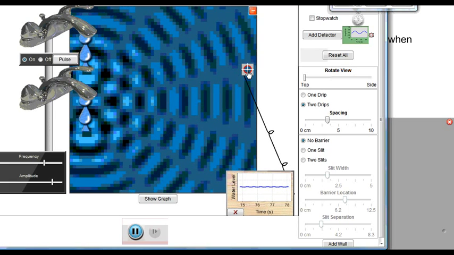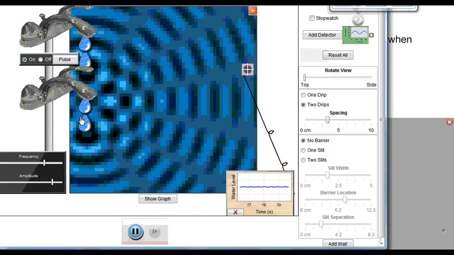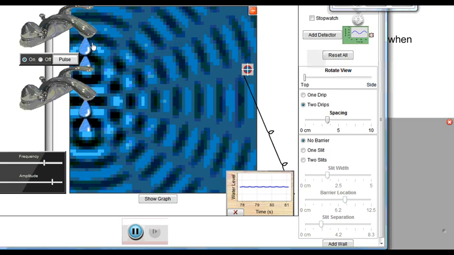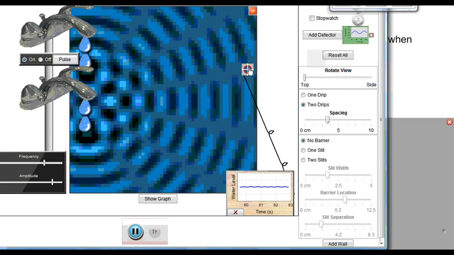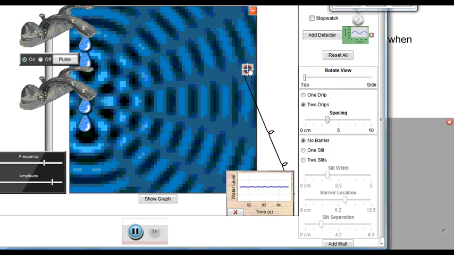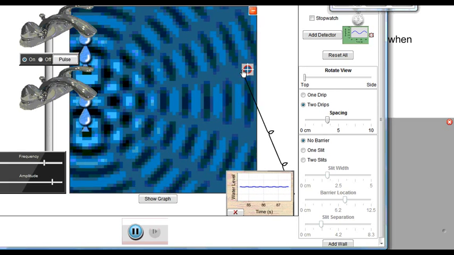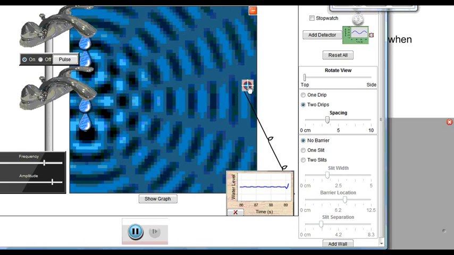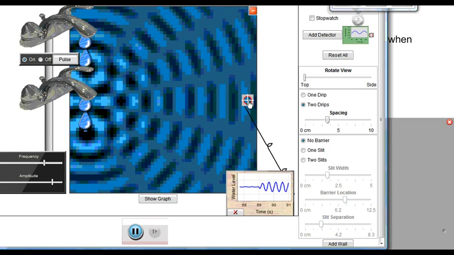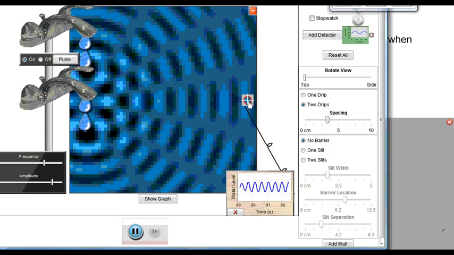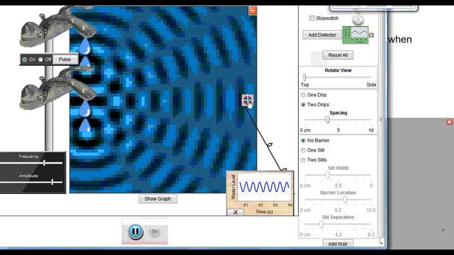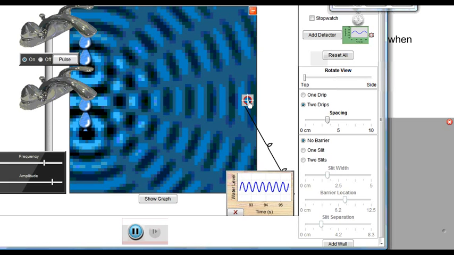The wave coming from this drip is meeting up with the wave coming from this drip, and they're always out of phase. One is up while the other is down, always at this location. And so this wave will never go anywhere. But in the opposite spot, if I put it here, these waves are in phase. They're both up at the same time, they're both down at the same time. And so the wave actually adds together.